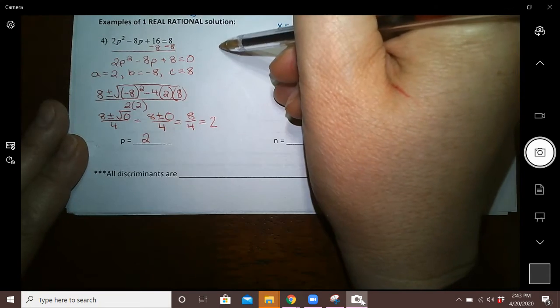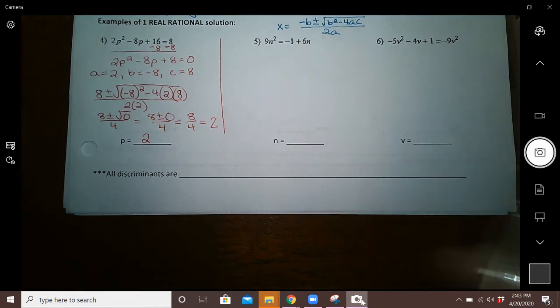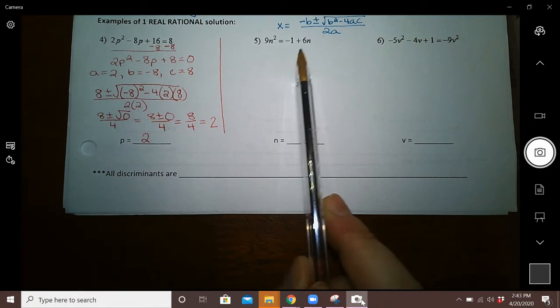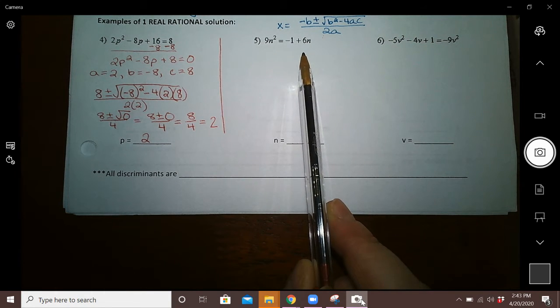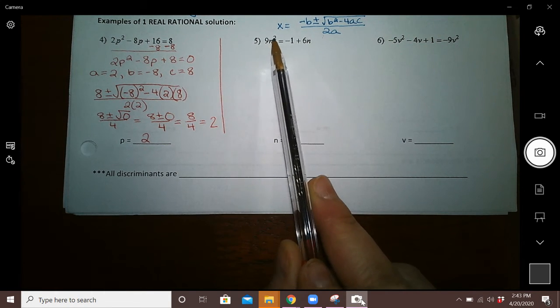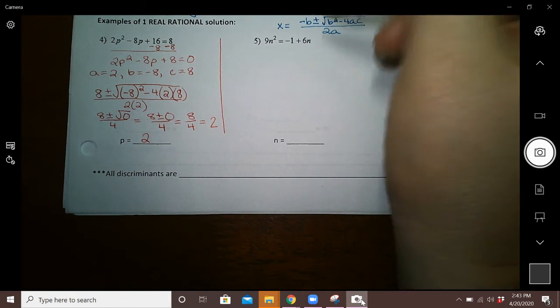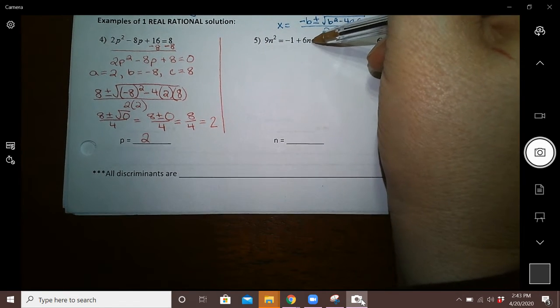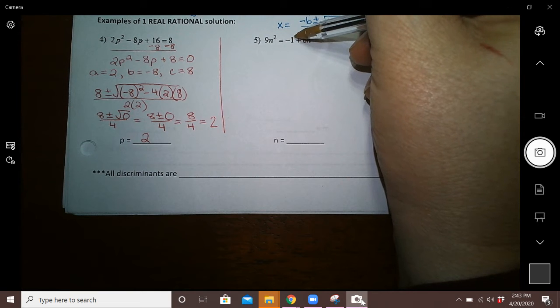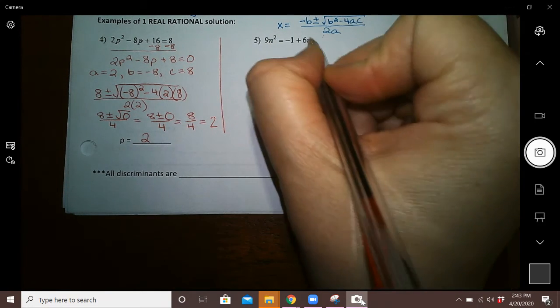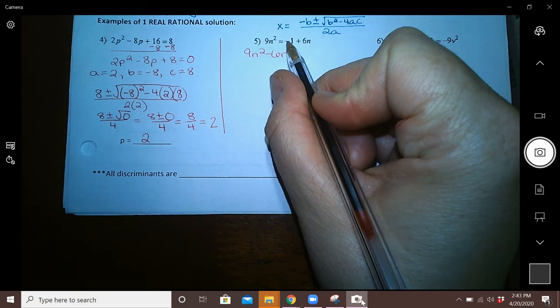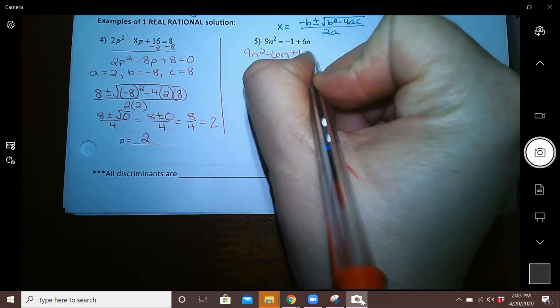Okay, let's check out number 5. First of all, this equation is all mixed up. I have to have an equation in standard form. 9n squared is my quadratic term, but my linear term is on the right and it needs to move over, and the constant term is on the right and it needs to move over. To move a positive 6n, I would have to subtract it. To move a negative 1, I would have to add it.